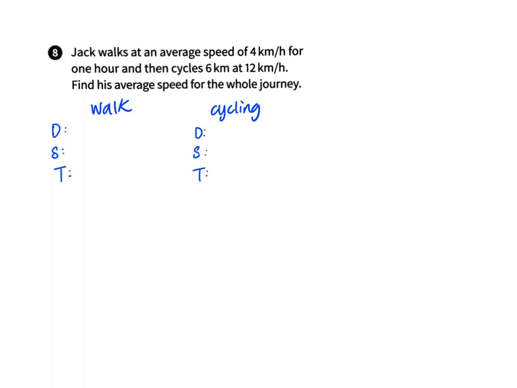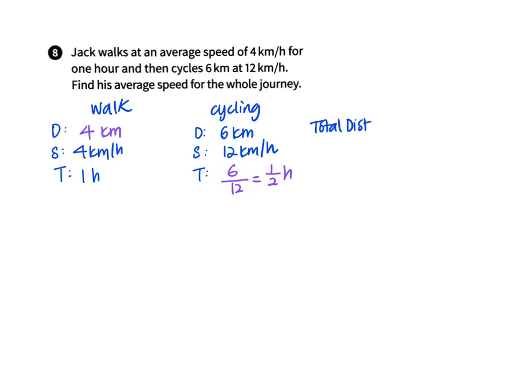So the distance over here, I'm not very sure, but I know that Jack walks at a speed of 4 kilometers per hour, and then for 1 hour. So that means I know very obviously the distance will be 4 kilometers, right? And then he cycles 6 kilometers at a speed of 12 kilometers per hour. That means very obviously I'm going to find the time taken, distance divided by speed, which gives me half an hour. So now if I want to find the average speed for the whole journey, the total distance is equal to 4 plus 6, 10 kilometers. And the total time is equal to 1 plus half, which is 1.5 hours.